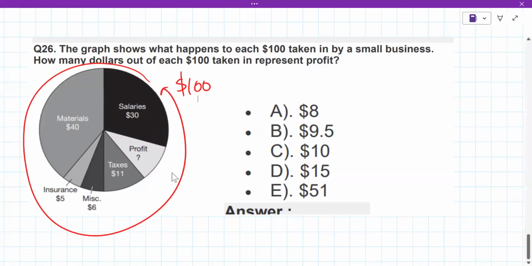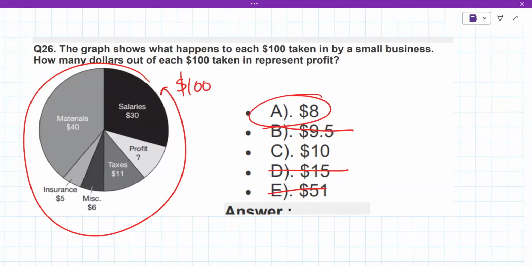And kind of just by estimating, it's basically the same size as taxes roughly. So we know it's not E and it's probably not D. Now, I wouldn't guess at this point, but you could probably get it down to A or C because B is a decimal and there's no other decimals in here. But why not just add up the numbers, 30, 40, 5, 6, and 11 and see what's left over. Is it A or is it C? A. It is A. Good.